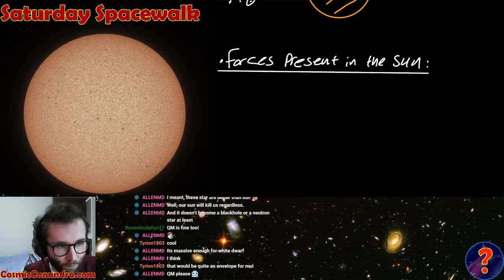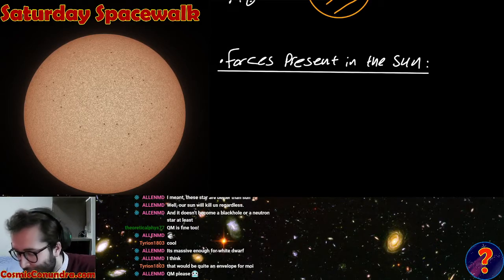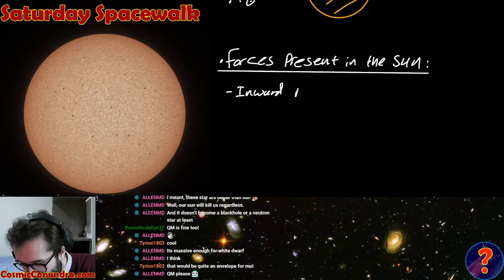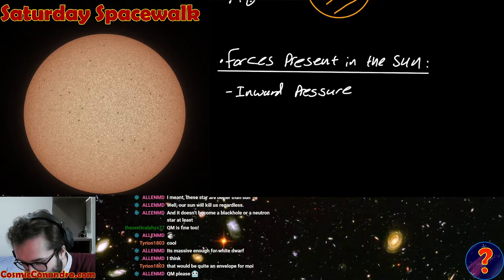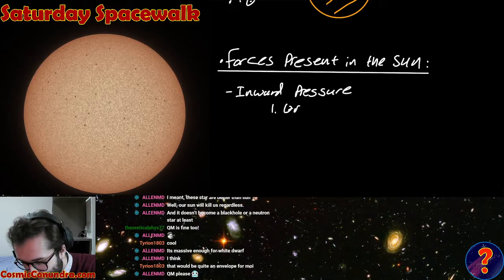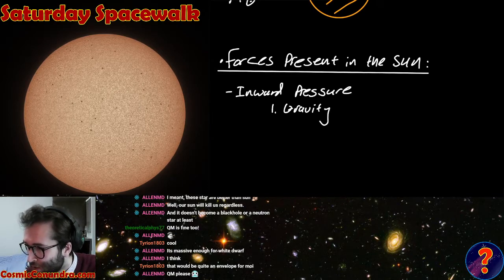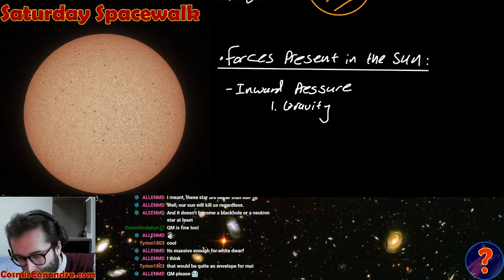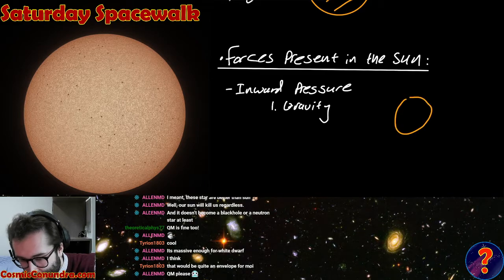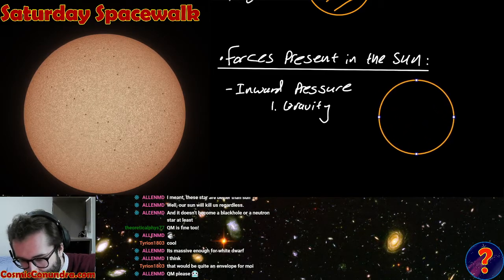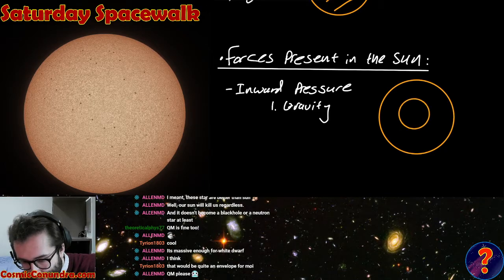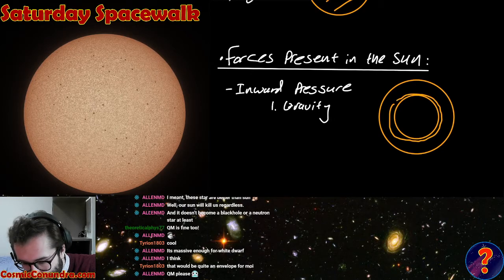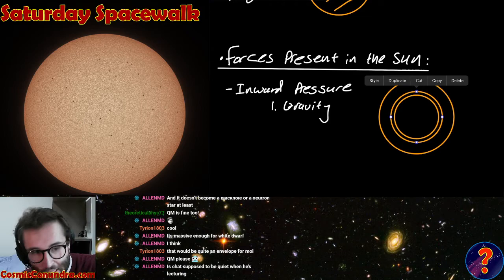So to start off with, the inward pressure is the most simple to deal with because it only has one source, and that is due to gravity. So gravity is the only source of inward pressure that is compressing the Sun inwards. So if you think about the Sun, the Sun is very nearly spherical. What we're going to do throughout most of this is consider a layer of material, a sort of spherical shell of material of some particular radius.